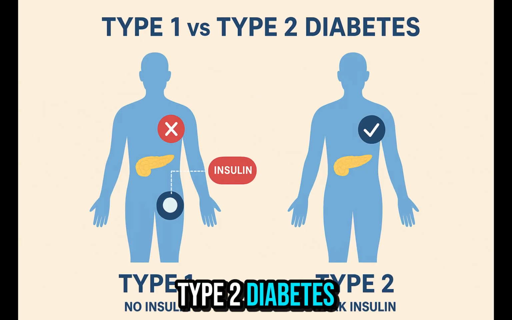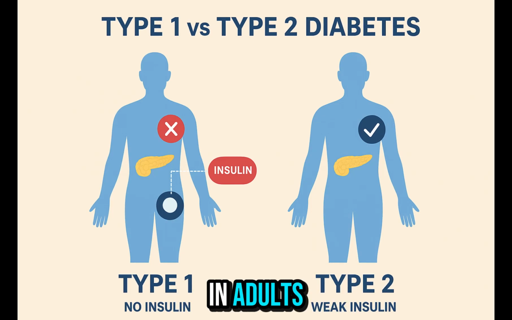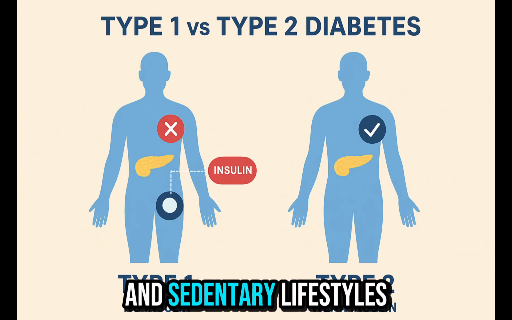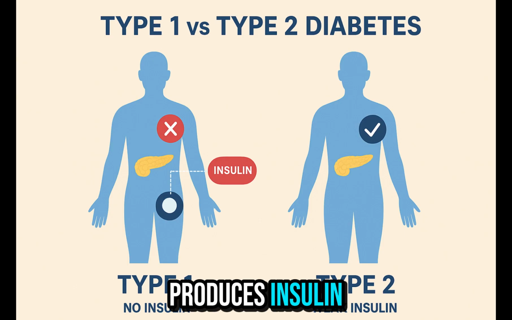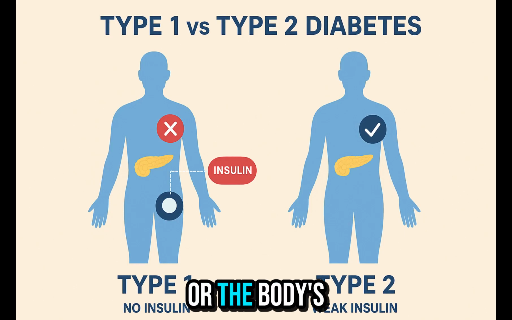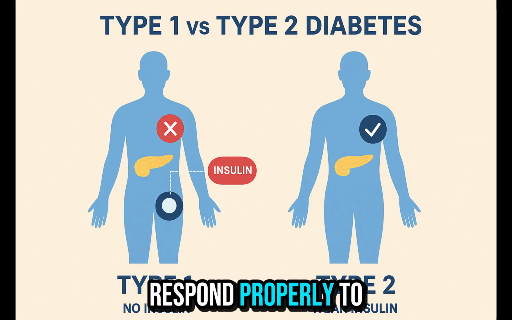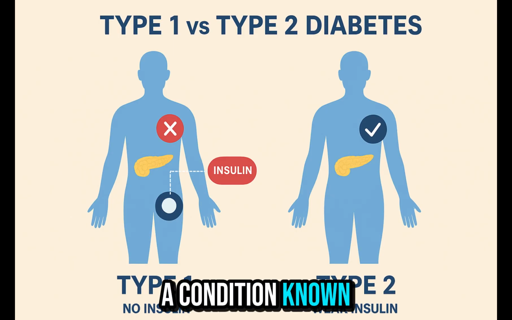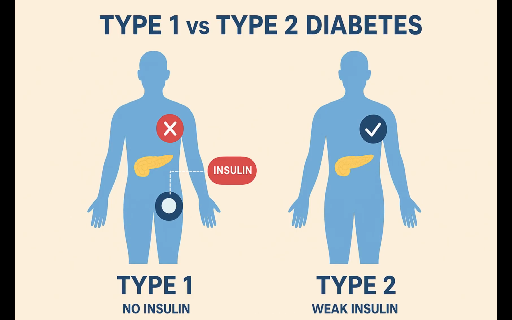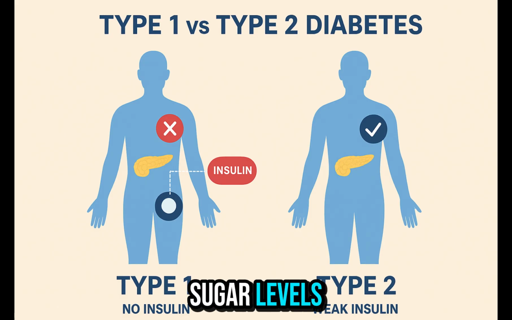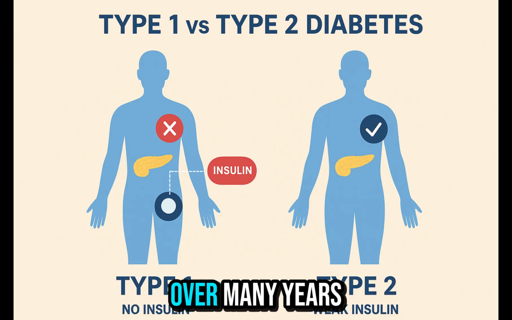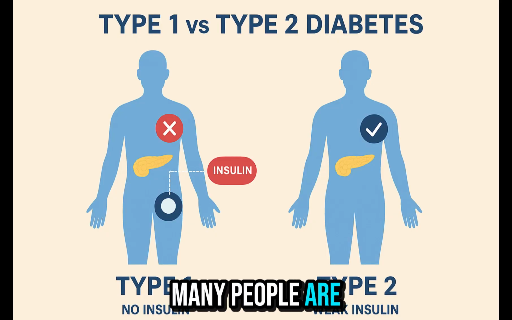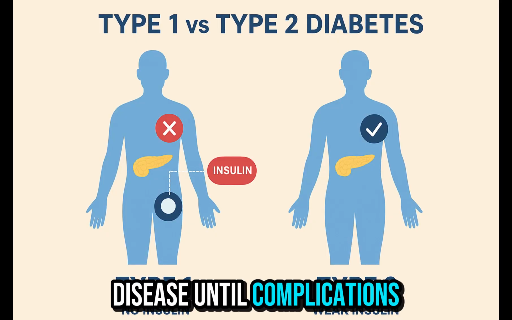Type 2 diabetes is far more common and usually occurs in adults, though it is increasingly seen in children due to obesity and sedentary lifestyles. In type 2, the pancreas still produces insulin, but either not enough of it is made or the body's cells no longer respond properly to it, a condition known as insulin resistance. This also leads to higher blood sugar levels. Type 2 diabetes often develops gradually over many years, which is why many people are unaware they have the disease until complications appear.